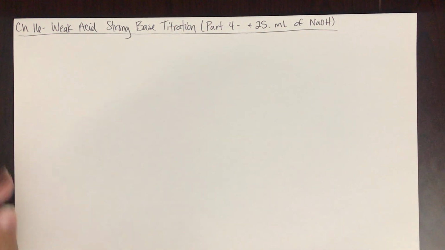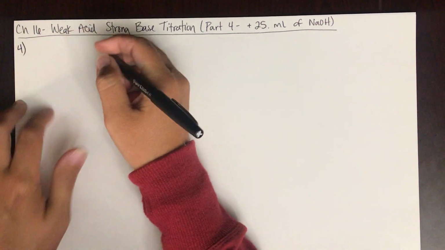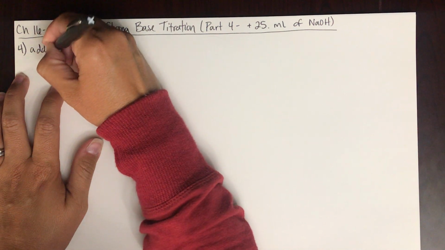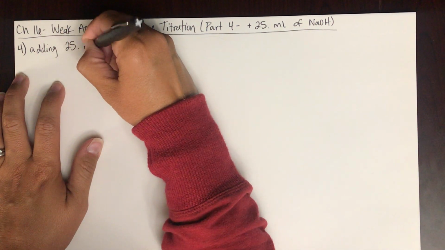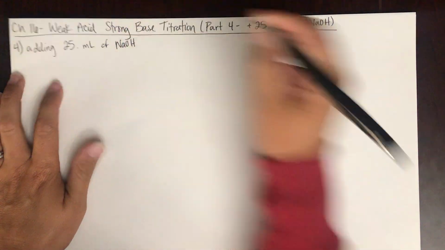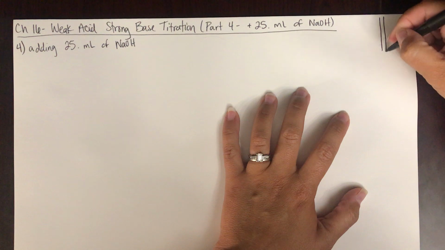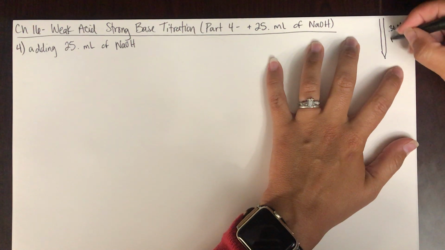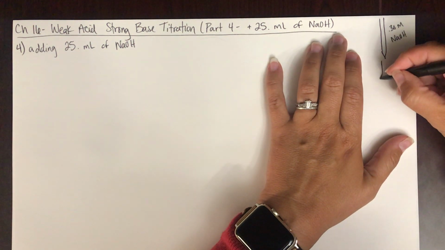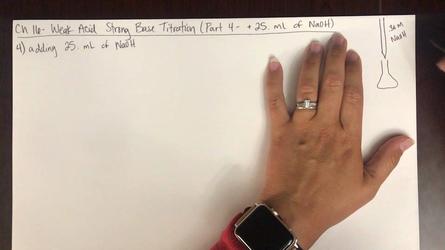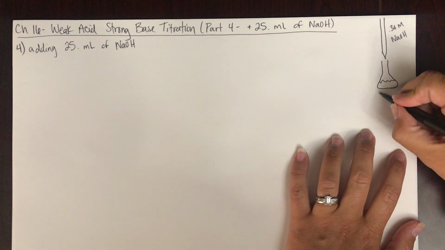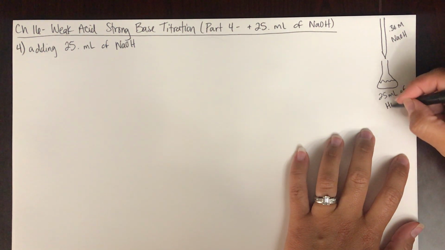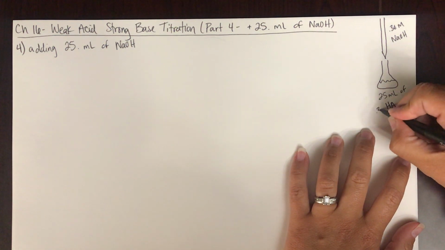Part 4 of the titration curve. So part 4 is adding 25 milliliters of sodium hydroxide. I've got my burette, which has 0.30 molar sodium hydroxide in it, and I've got my flask, and in my flask I am starting out with 25 milliliters of weak acid that is 0.30 molar.